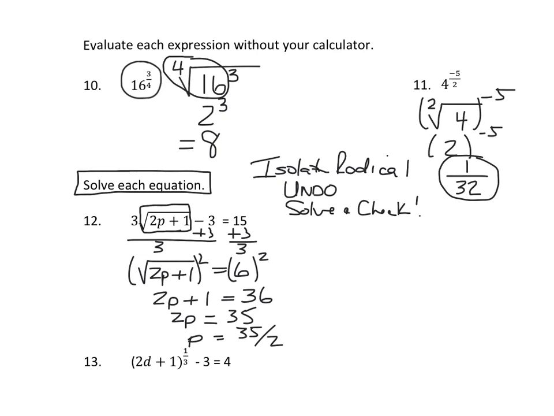Plugging that in, plugging in for p right here, 2 times 35 over 2 would be 35, plus 1 is 36. Square root of 36 is 6. 3 times 6 is 18, minus 3 is 15. So that does check.